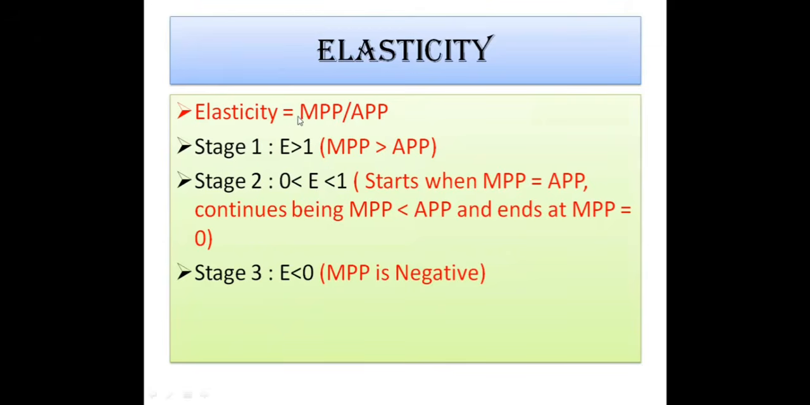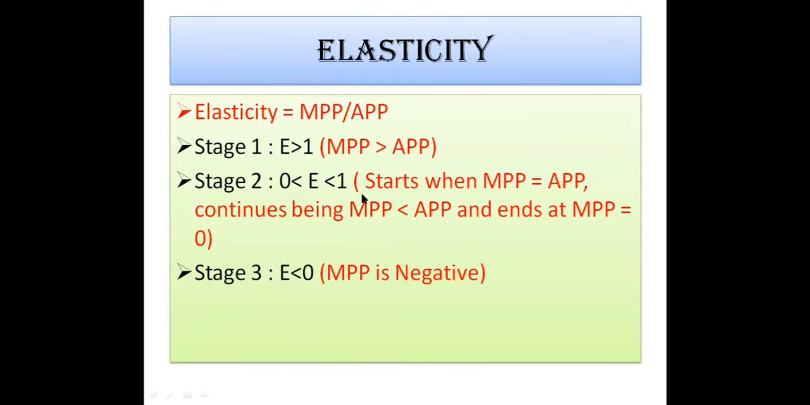Elasticity value is equal to MPP divided by APP. Always remember, suppose you forget what is the elasticity value of stage 1, stage 2 and stage 3. So forget about the number. Only remember, elasticity is equal to MPP divided by APP. If you know MPP and you know APP, you can find out elasticity. At stage 1, we have studied that MPP is greater than APP. The numerator is higher. That means elasticity will be obviously greater than 1, right? So there is no need to remember.